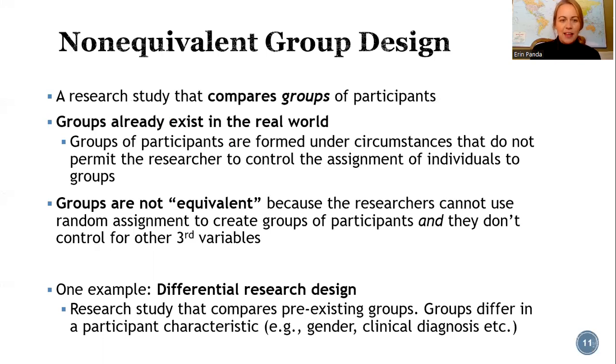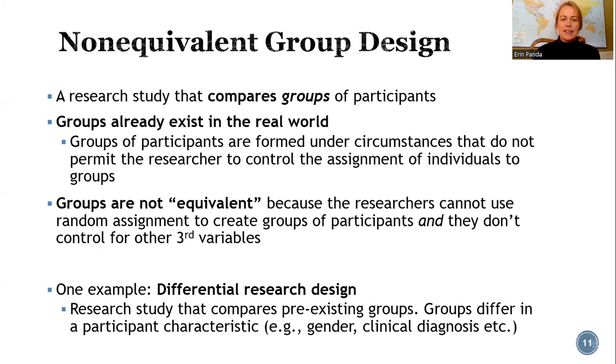Another important feature of this is that groups are not equivalent because we're not creating the groups, we're not using random assignment to create the groups, and we're not measuring or controlling for any other variable that could also potentially provide an alternative explanation for the results. These groups are just not equivalent.